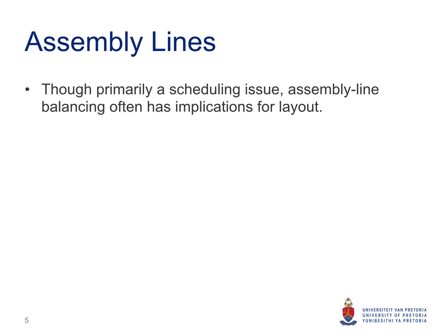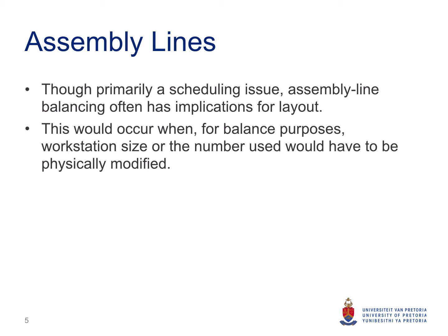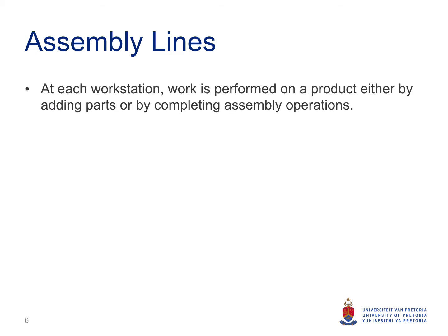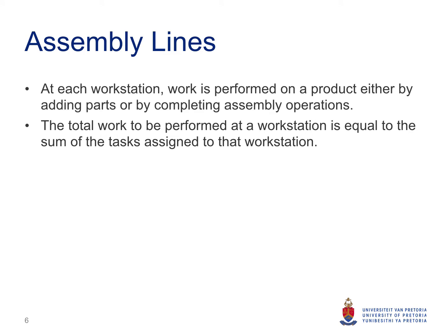Assembly lines need to be balanced to ensure that all workstations have an equal processing time. This has implications for the layout of the line. Sometimes the design of workstations and the number of workstations are impacted. The most frequently used assembly line is based on some kind of moving conveyor that carries the item being built from workstation to workstation. Workstation operations include either adding parts or performing assembly. A workstation may perform one or more tasks which add up to the workstation time.